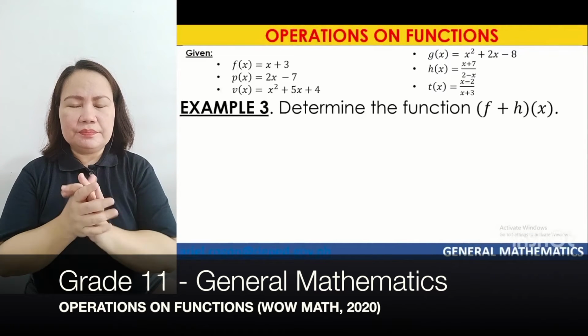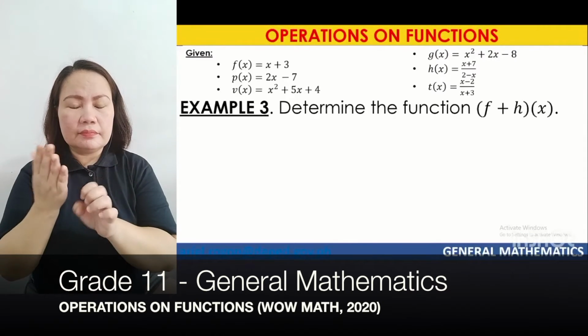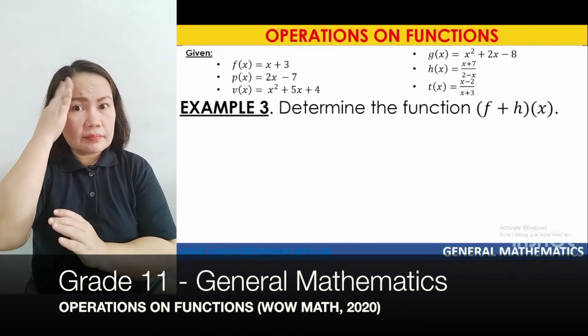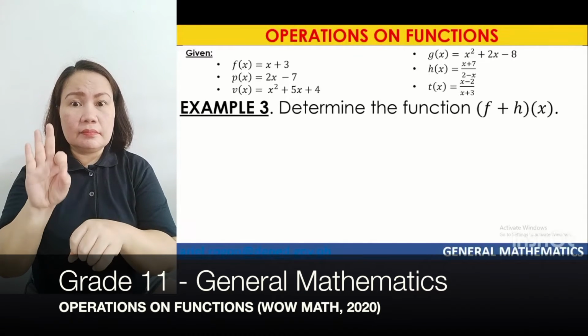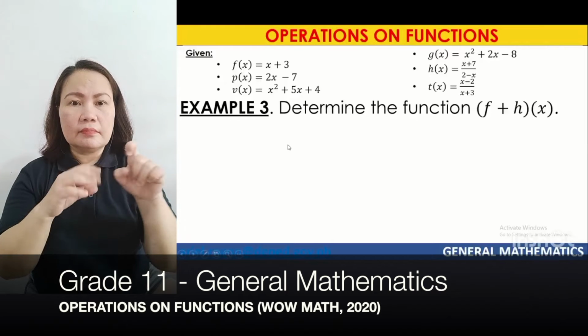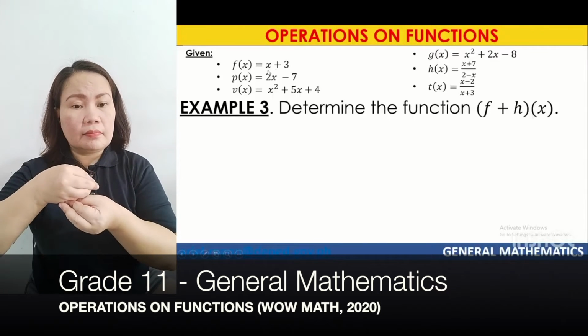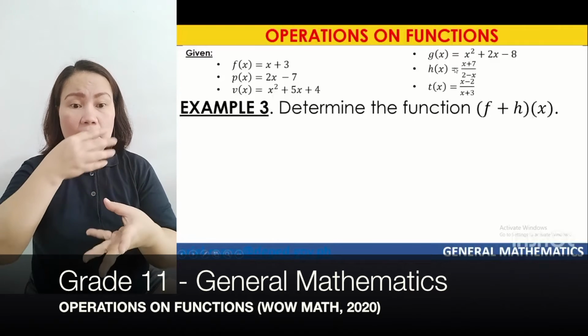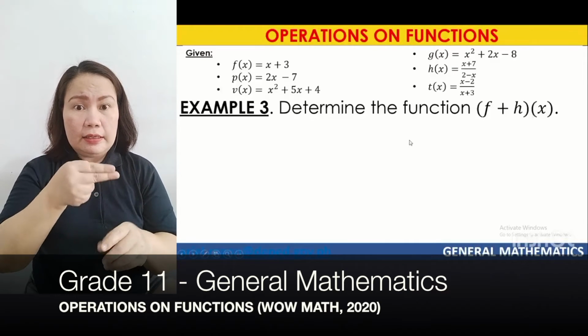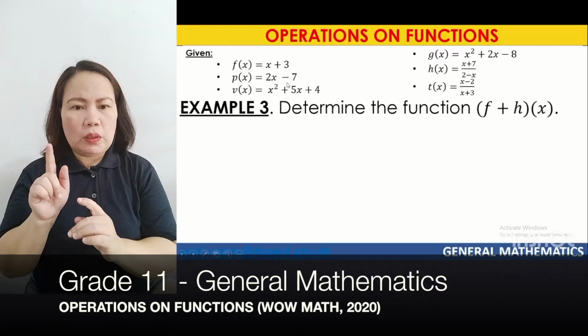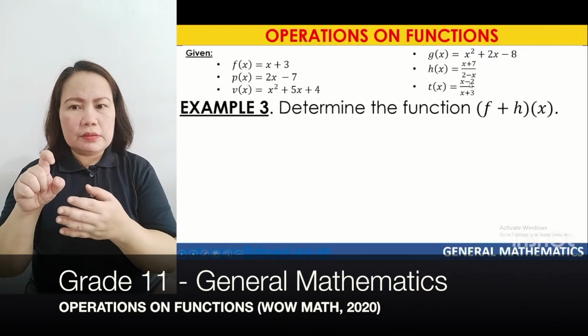More example. Determine the function f plus h of x. So, ibig sabihin, i-add natin yung function f of x na x plus 3 plus sa function ng h of x. So, meron tayong binomial plus the rational, no?